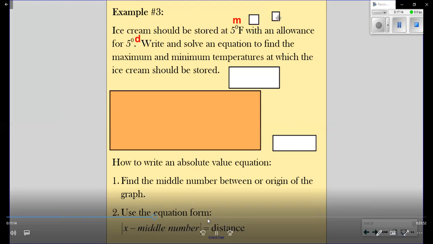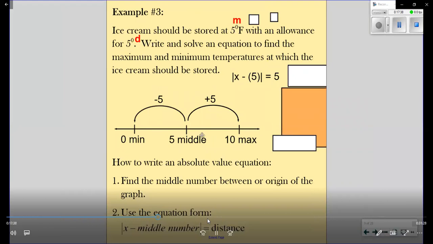So the allowance will be a distance, so it could be more than 5 degrees or less than 5. Then we have our formula, the absolute value of x minus m equals d, and then we do the number line. 5 is our middle, and then we go 5 to the left, 5 to the right. 5 minus 5 gives you 0, and 5 plus 5 gives you 10 as your max. Then you would write it in this form. That tells you the maximum would be 10 and the minimum would be 0.